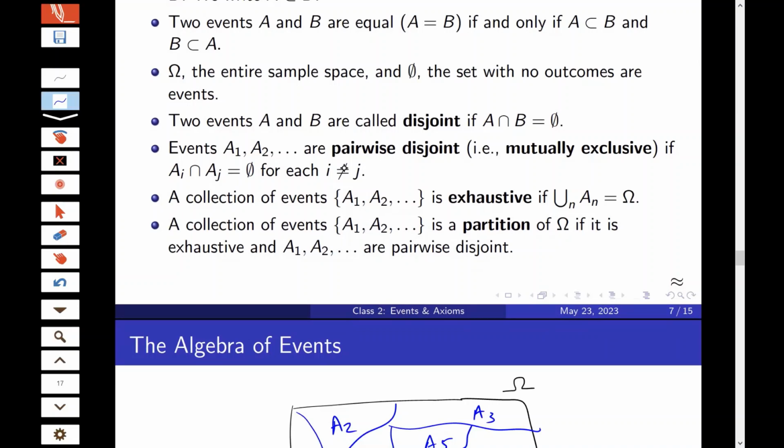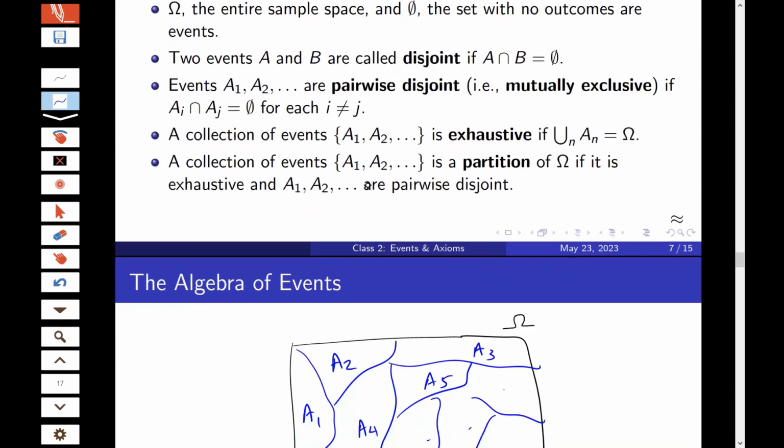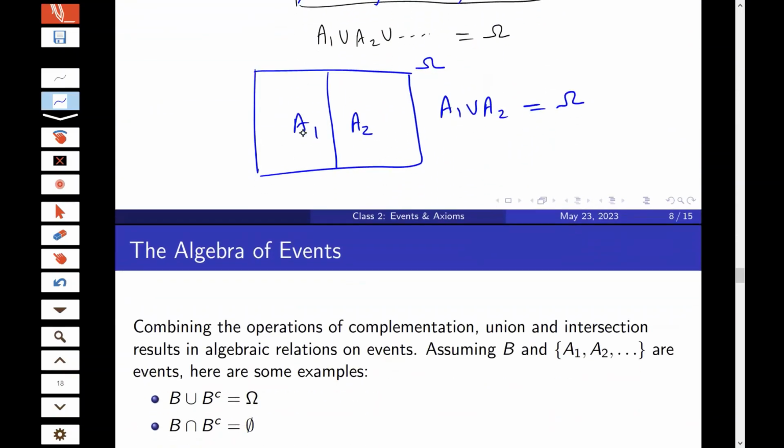And we say two events are disjoint if the intersection is a null set or empty set. Pairwise disjoint means if you have a collection of sets, and if you take any pair and it is a disjoint pair, then we say it is a mutually exclusive or pairwise disjoint collection of events. And if you take a collection of events and it makes the entire sample space after taking the union, then we say it is exhaustive. And if a collection of sets satisfies pairwise disjoint and exhaustive properties, then it is considered a partition of omega.